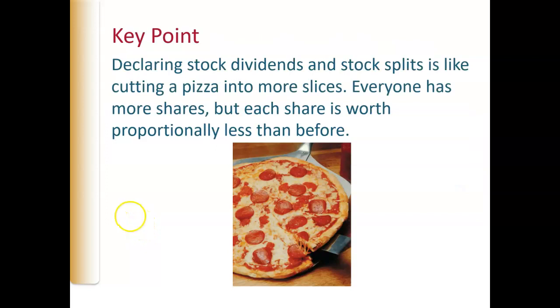Think of it this way, guys. When you declare a stock dividend and a stock split, it's like cutting a pizza into more slices. Everyone has more shares, but each share is worth proportionately less than before. It's only one size pizza. We can make that pizza 5 slices or we can make it 15 slices. Make sense? You can say you ate 10 slices versus 2 slices, but it's the same amount. Okay?